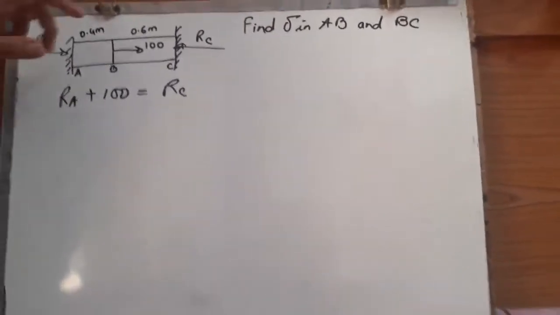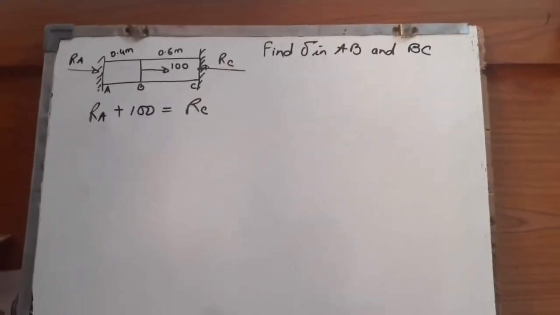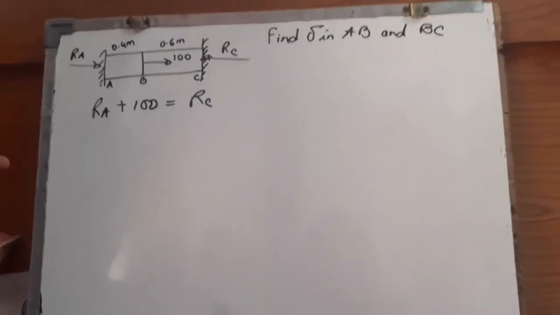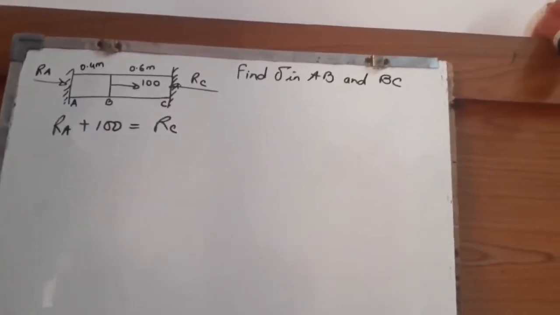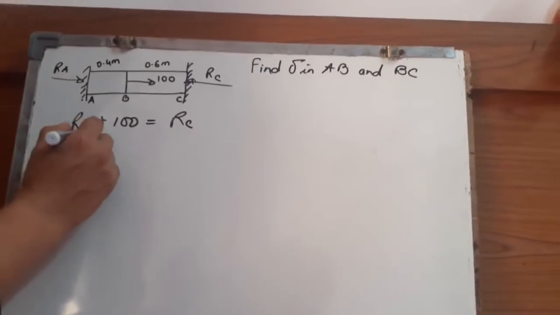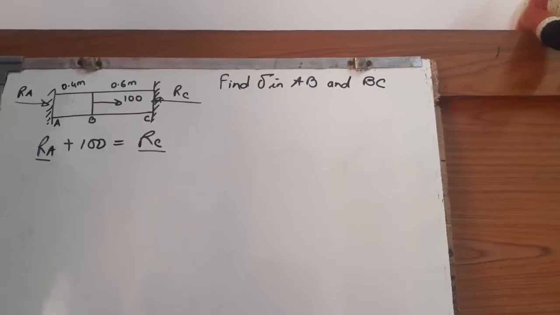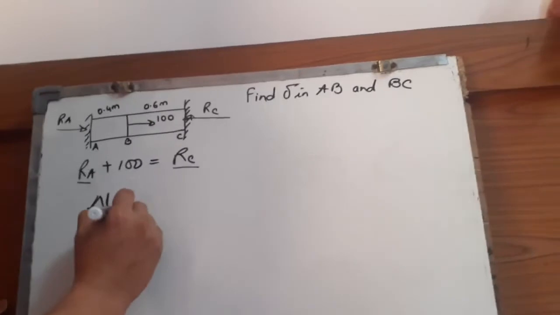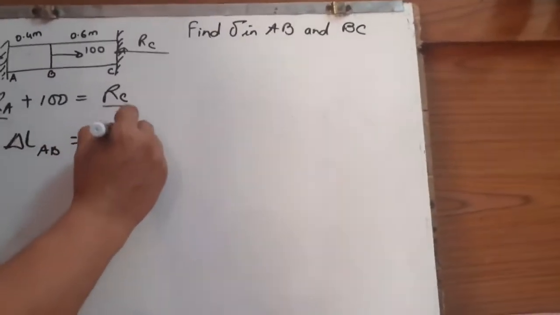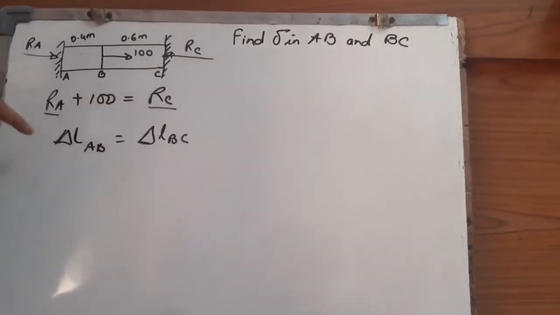The directions of RA and RC that you may choose according to your own convenience. If the answer comes out to be negative, then it is assumed that the direction is reversed. Now here you have two equations, two unknowns. So to find out two unknowns, you actually need two equations. So the other equation says that delta L of AB will be equal to delta L of BC. So you need to determine the value of delta, because their sum will be equal to 0.